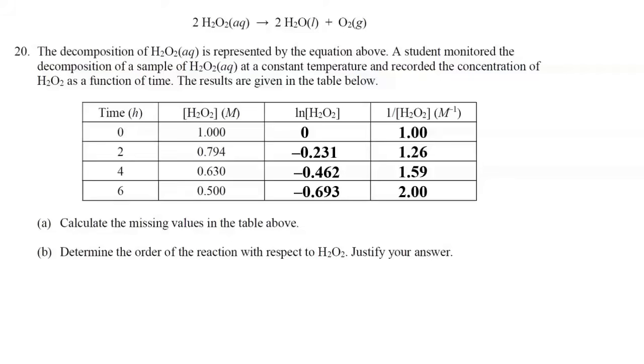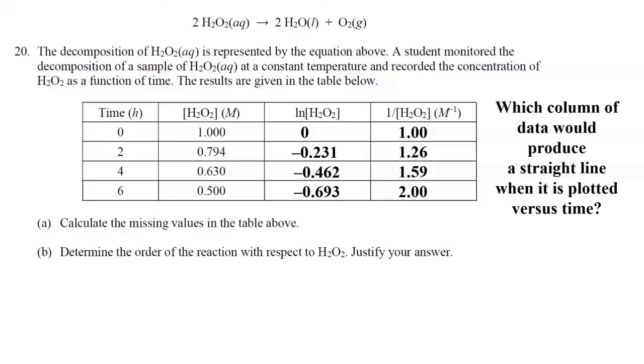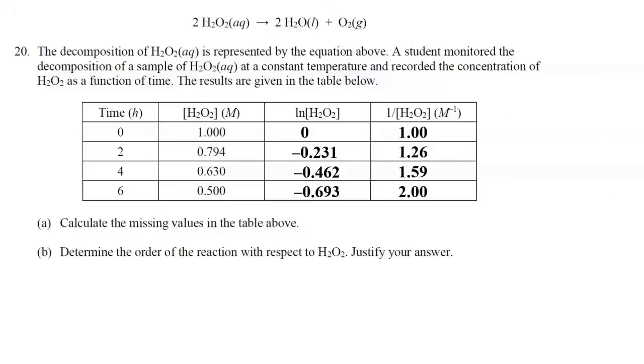What we're looking for to answer part B, determine the order of the reaction with respect to the reactant, is to look for a linear plot. So which column of data, concentration, natural log of concentration, or the reciprocal of concentration, is going to produce a straight line when it's plotted versus time. So what I'm going to do is start with the reciprocal of the concentration. Every 2 hours, I get a new data point. Let's see if it's going to increase by a regular interval.